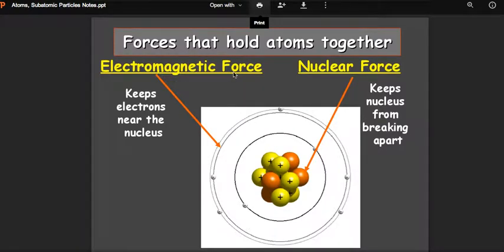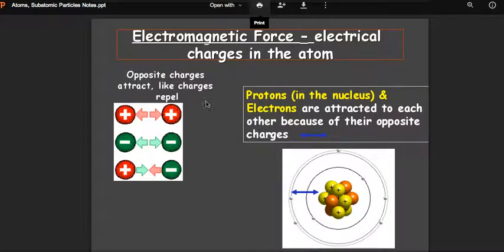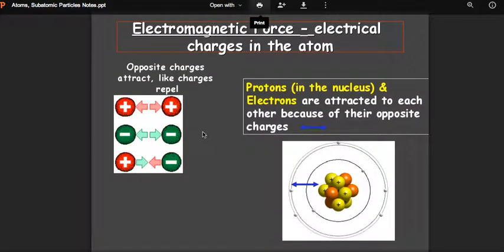So the electromagnetic force is what keeps these electrons attached to the nucleus. And the nuclear force is what keeps this whole entire nucleus from busting apart, okay? The electromagnetic force is saying that when you have like charges, a plus and a plus, or a negative and a negative, they want to repel each other. They want to push away from each other. So when you're playing with a magnet and you feel those two plus sides, you can't push them together because you feel that tension, that magnetic repel in the middle.